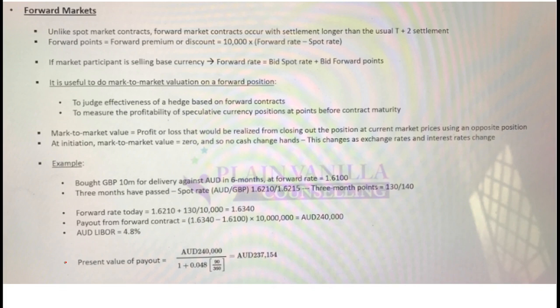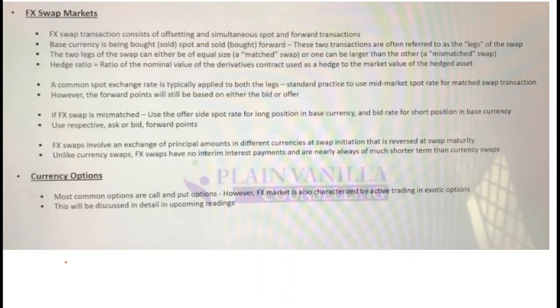Any confusion in this? Okay, moving on. So this is about the forward market. Moving on, next is FX swap markets.